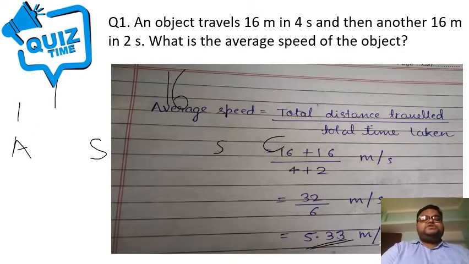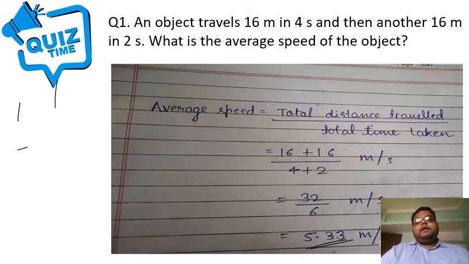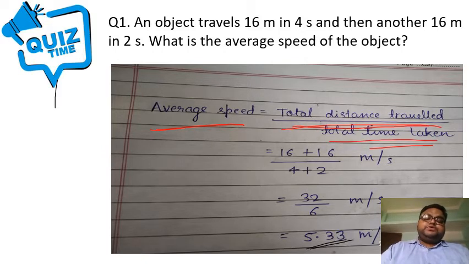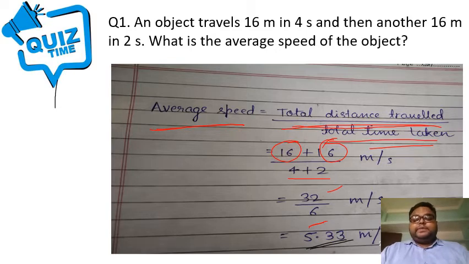Now let's quickly see one more time how this question is solved. First of all, we write the formula for average speed. The average speed equals total distance traveled by total time taken. The total distance is 16 meters plus 16 meters, which equals 32 meters, and the total time is 4 plus 2, which equals 6 seconds. So the final answer will be 5.33 meter per second. Understood, students? Right. Now let's proceed ahead.